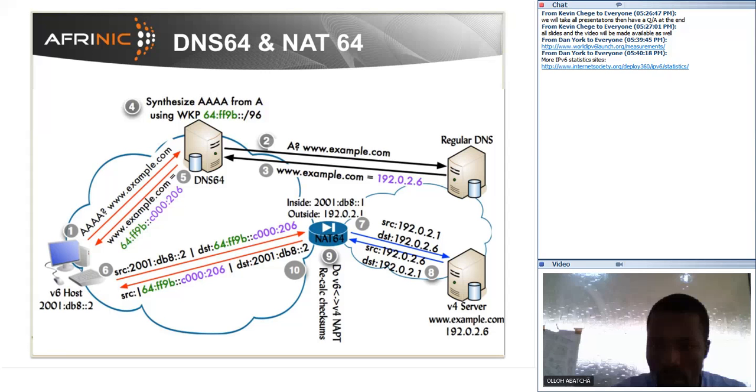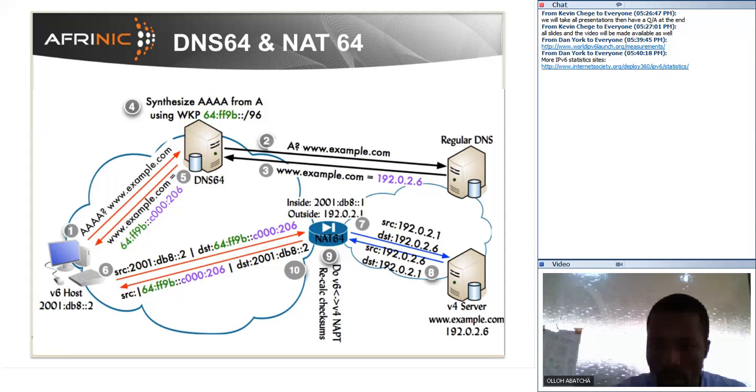So what happens is if you follow the numbers, so number one, your host is asking for the quad A record for example.com. So what it does is it goes to the DNS64 server, and the DNS64 server actually goes and asks the regular DNS for the A record for example.com. So the regular DNS replies back with the IP address, which is in this case 192.0.2.6.